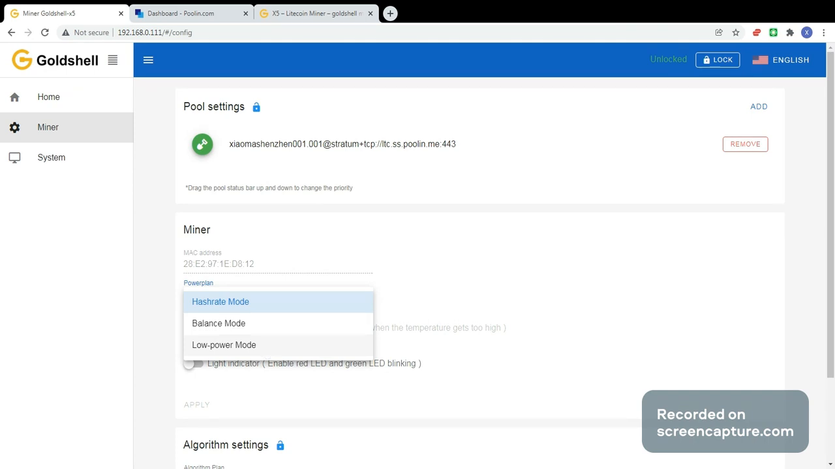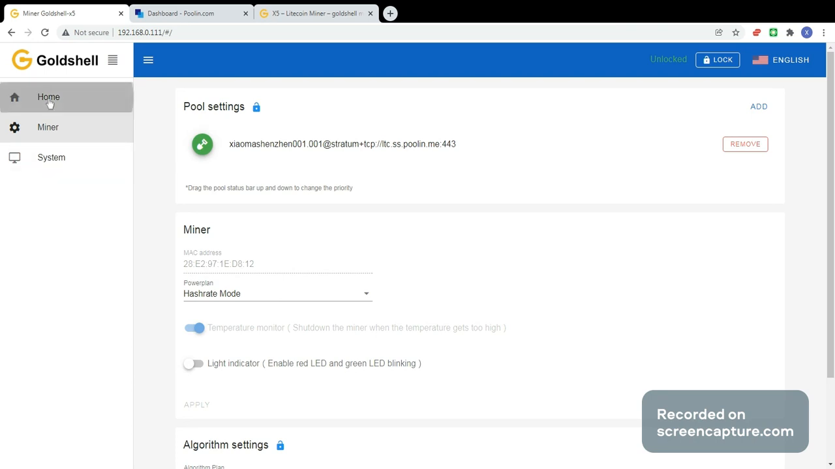is rated at 660 watts. And the hash rate mode is going to be consuming around 1,400 something watts per hour. So this is for choosing the mining mode, and here you have your pool address and everything else. So this is very basic.